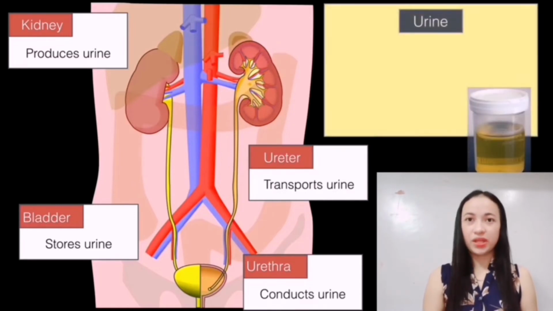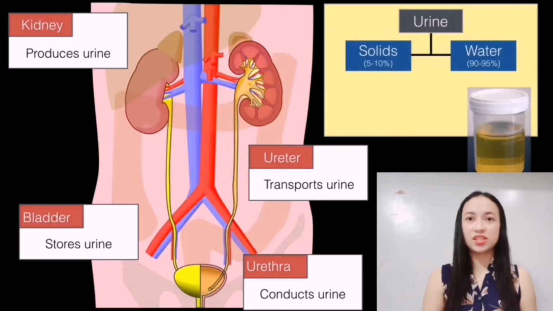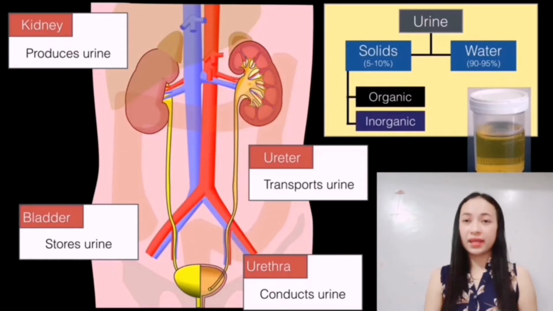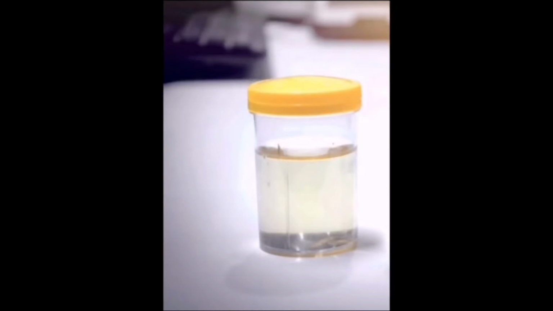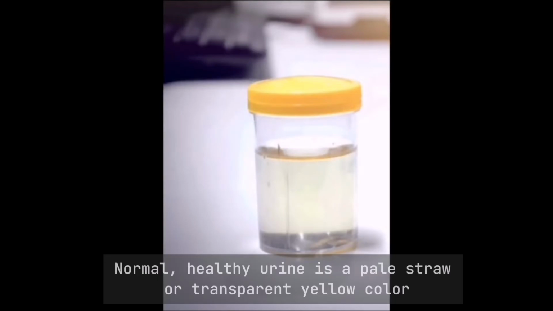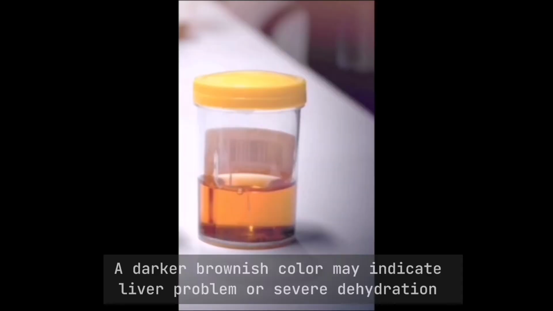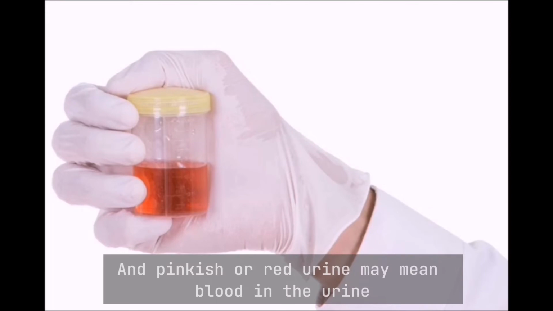What is urine? Urine is mostly water, so 90 to 95% of urine is water, and the rest is made up of solids, both organic and inorganic. Facts about urine: normal, healthy urine is a pale or straw, transparent yellow color. Darker yellow or honey-colored urine means you need more water. A darker brownish color may indicate a liver problem or severe dehydration. And pinkish or red urine may mean blood in the urine.